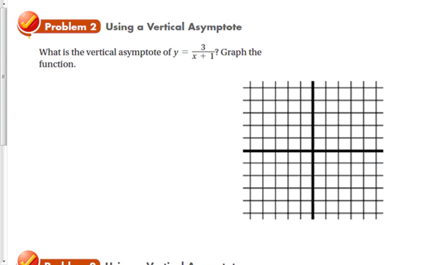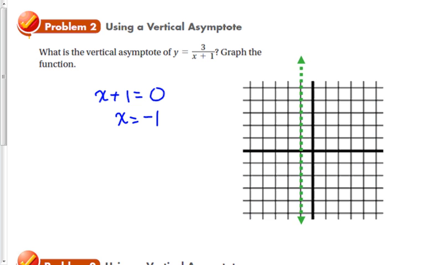Okay, in this problem we're going to find the vertical asymptote, and the vertical asymptote occurs where the excluded x values are. So if we look at this graph right here, 3 divided by x plus 1, if x plus 1 equals 0, then x equals -1 is a value that is not part of this graph. So at that spot, x equals -1, we're going to put a dotted line, and that represents the vertical asymptote. So right there.